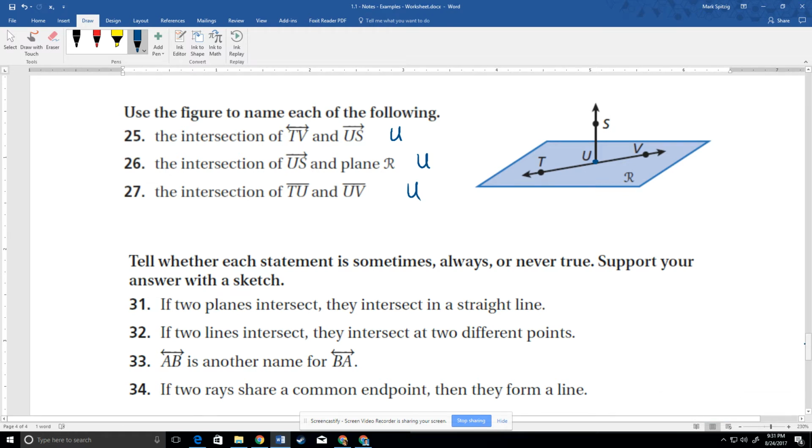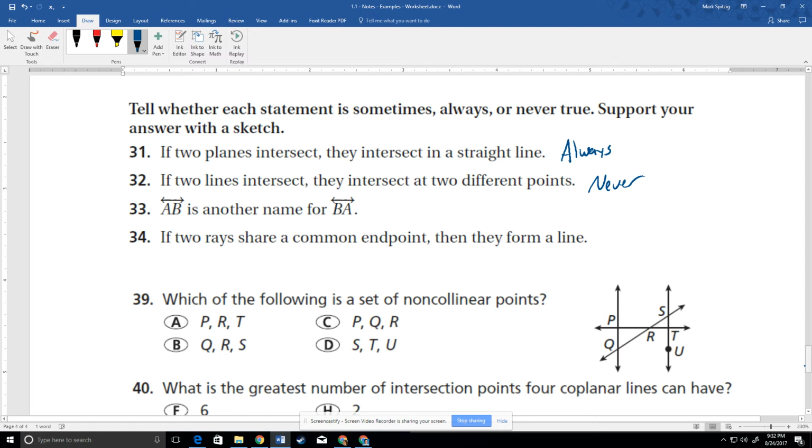Tell whether each of the following is sometimes, always, or never true. Support your answer. If 2 planes intersect, they intersect in a straight line. Right? If 2 planes intersect, that's always true. If they intersect, right? They don't always have to intersect, but if they do, they will be in a straight line. If two lines intersect, they intersect at 2 different points. Actually, that would be never. If 2 lines intersect, they intersect at a single point.